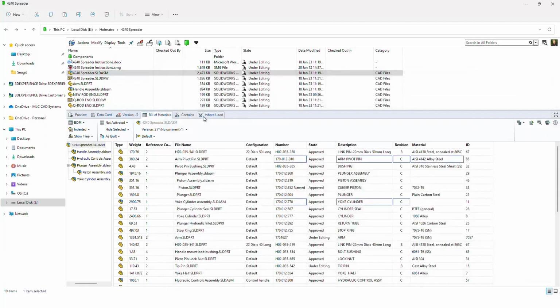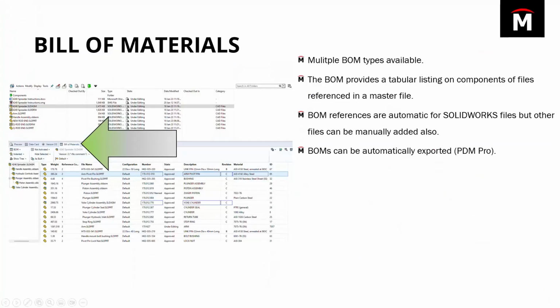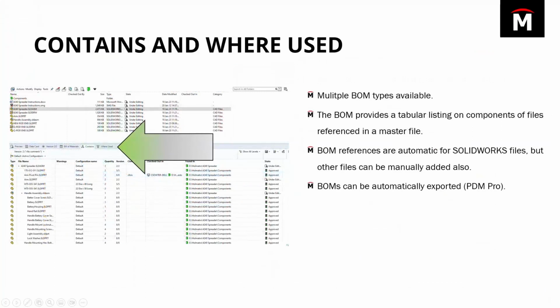So that's the Bill of Materials tab, and it makes a very useful tool in the SOLIDWORKS interface for managing and maintaining bill of materials. Now the next two tabs over, these are the Contains and Where Used. They're a little bit like the bill of materials. When you look at the Contains tab, it's giving you a reference tree.